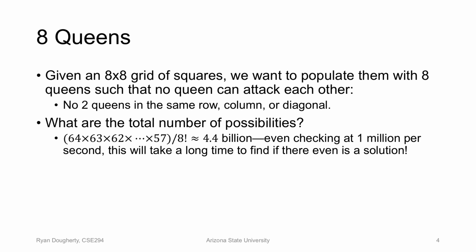So the problem with this is that even if we're checking 1 million, which is actually a very high number, even if we do that, then it'll take a very long time to even check if there is a solution. We don't even know if there is one. There is, but there are actually very many of them. It'll be hard to even check if there is a solution at all here.